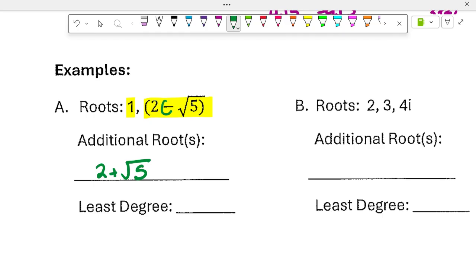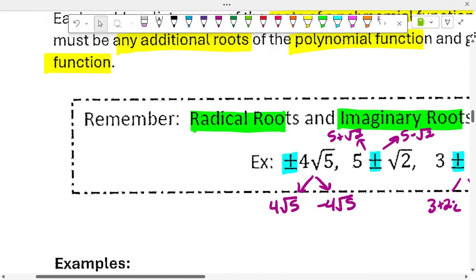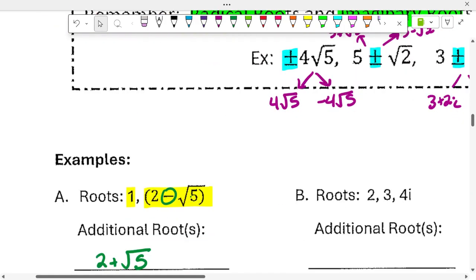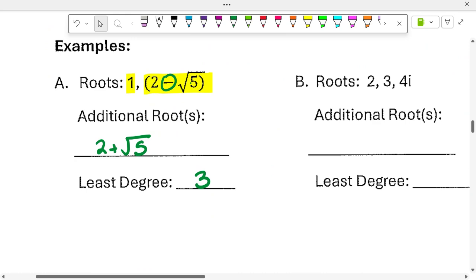So they gave us the minus version. Now we have to have the plus version. So the least degree, how many roots do I have total now? 3. So remember, these count as 2 different roots. Even though there's a plus minus, it counts as 2 different roots. So that means that this has to at least have a degree of 3.